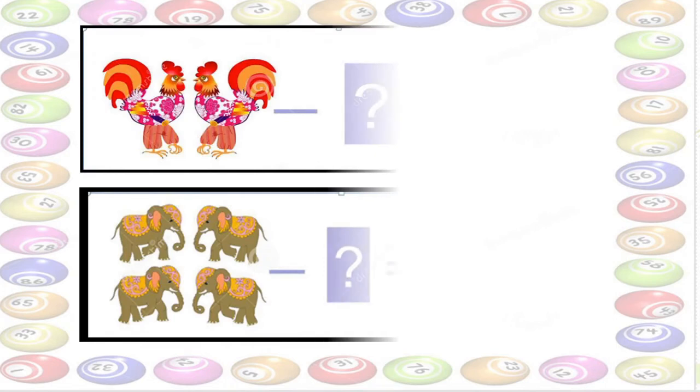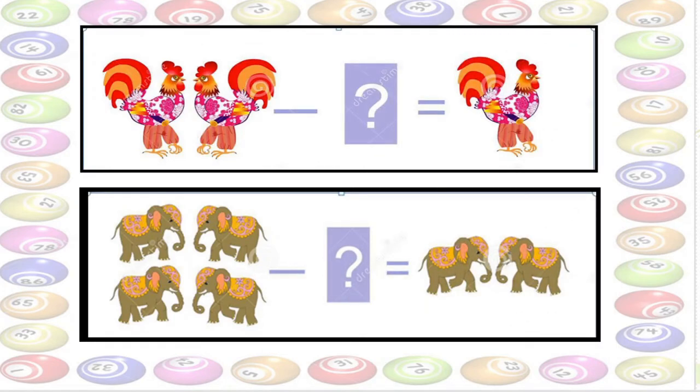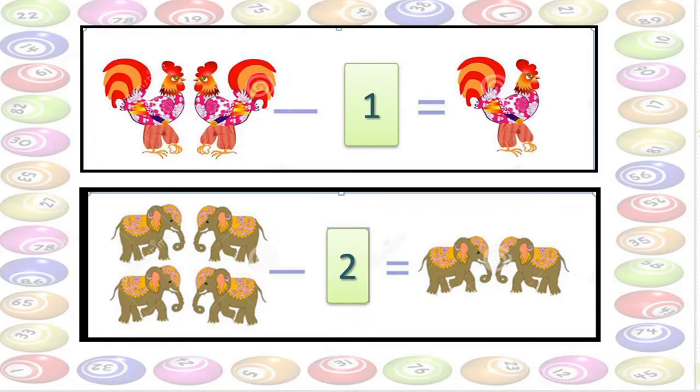Now here again objects are there. Here 2 objects are shown, or 2 cocks are there. Minus how many cut? We don't know. We have now only 1. What will be here? Yes. Very good. Out of 2, only 1 remained, means 1 is taken out. Correct? Out of 4 elephants, only 2 remained. Means 2 went out. Am I right? Yes. Very good.